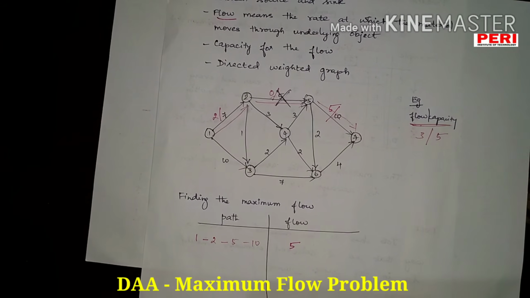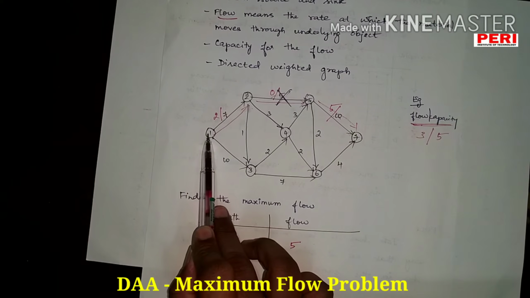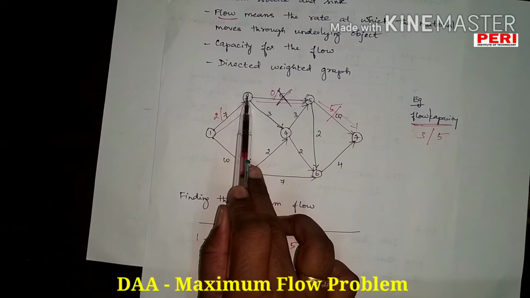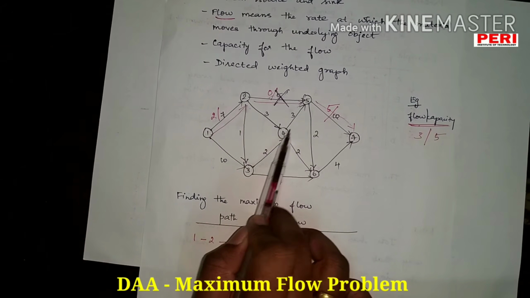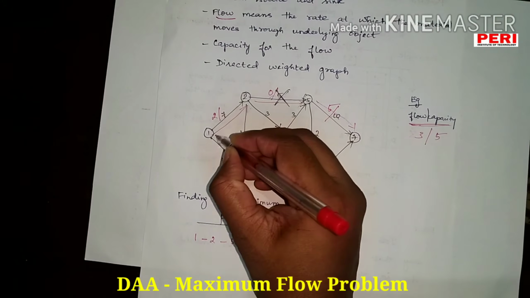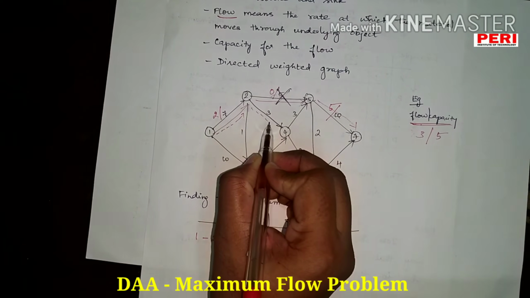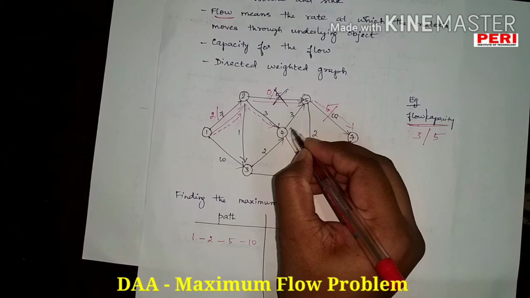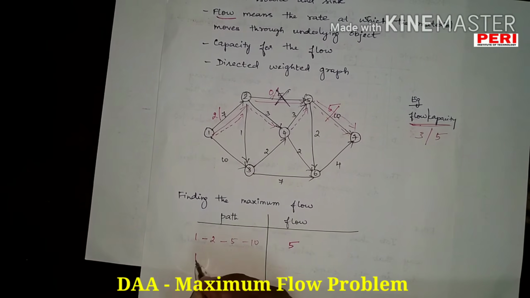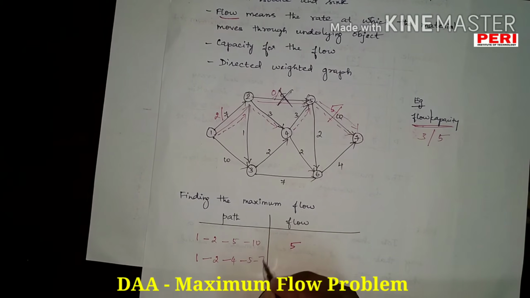Okay. Now, check any other paths that are available from source to destination. From 1, you can go to 2 because you have 2 available. So 1 to 2, 2 to 4, 4 to 3, 4 to 5 and 5 to 7 is one more path which is available. We cannot go by 4 to 3, therefore I will go by this path: 1 to 2, 2 to 4, 4 to 5 and 5 to 7.